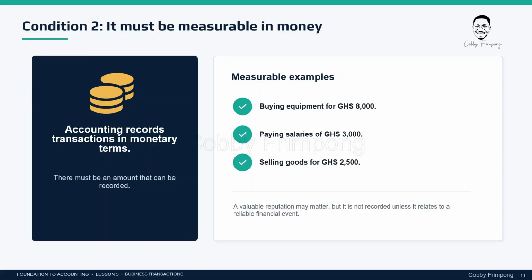Condition 2. It must be measurable in money. The second condition is that the event must be measurable in money. Accounting records transactions in monetary terms. Buying equipment for 8,000 Ghana cedis is measurable. Paying salaries of 3,000 Ghana cedis is measurable. Selling goods for 2,500 Ghana cedis is measurable. Improving customer service reputation may be valuable, but it is not usually recorded unless it can be measured reliably in money and relates to an actual financial event.